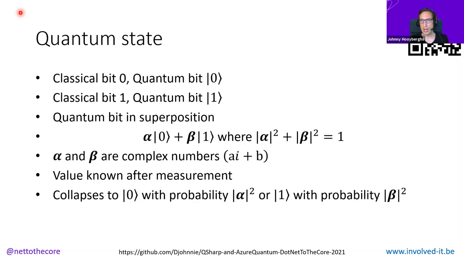So to recap, classical bits can be zero or one, quantum bits can be zero or one, but now the power of quantum computing comes from the superposition, where we can have a linear combination of these zeros and ones. Alpha and beta in this linear combination are complex numbers, to blow your mind. And of course, the value is known after measurement based on those probabilities of alpha squared and beta squared.